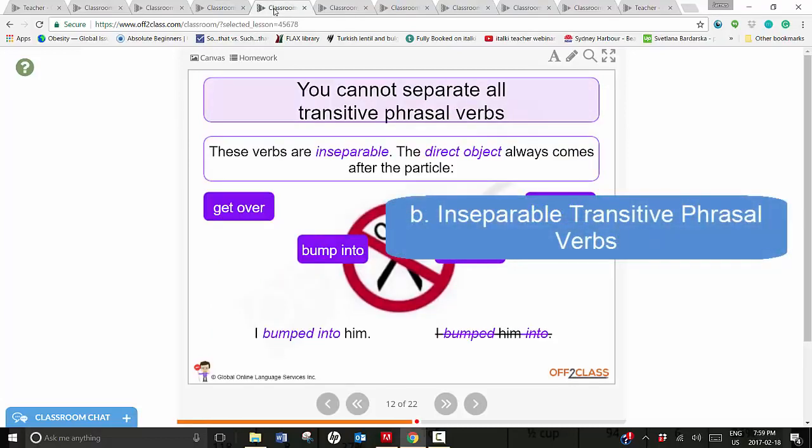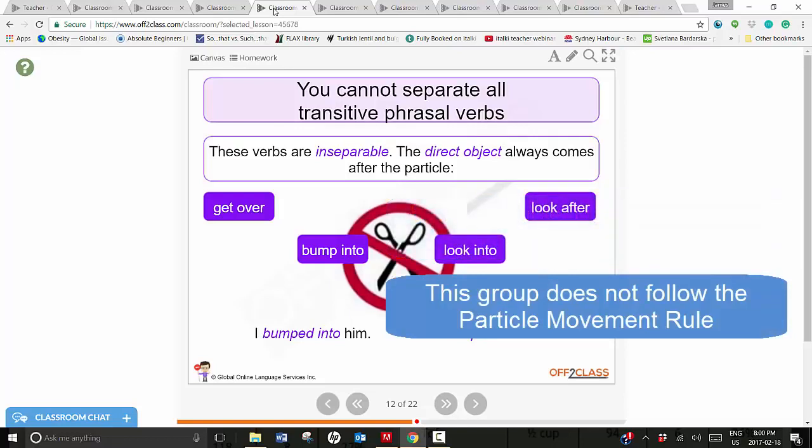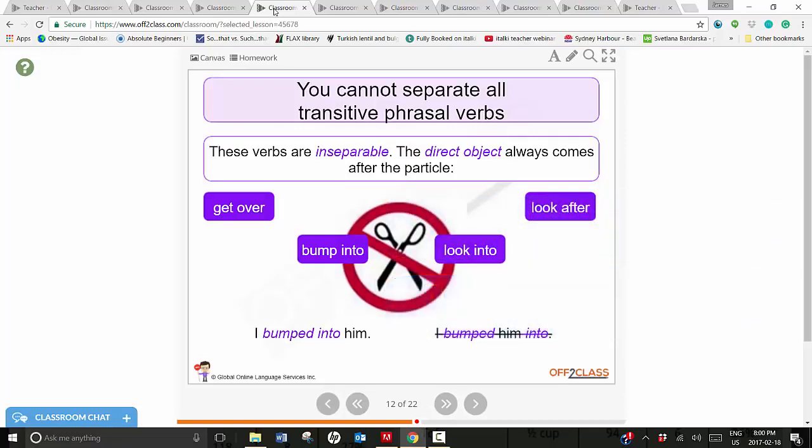But you can't separate all transitive phrasal verbs. Another group of phrasal verbs are the inseparable transitive phrasal verbs, and the direct object will always come at the end of the verb itself or after the particle. So for example, we will always say I bumped into him and not I bumped him into. So you can already see the importance of understanding the particle movement rule, identifying the group that the multi-word verb belongs to, and then applying that rule as required.